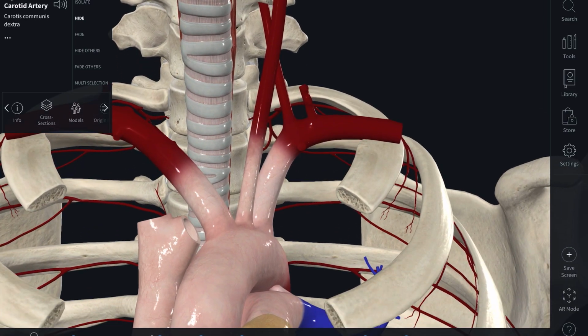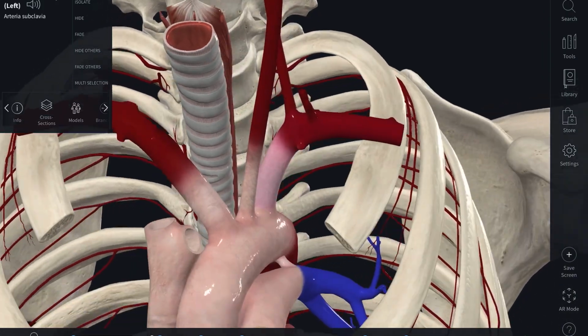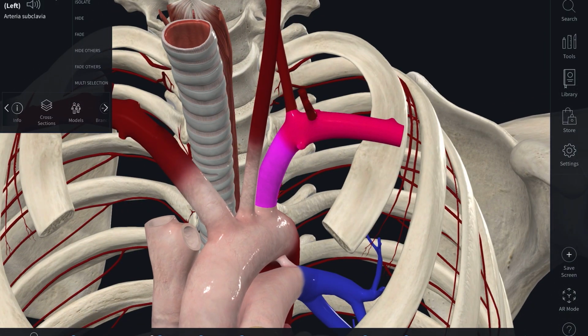If we look at the left side, we have the common carotid coming out on its own, with the subclavian coming out on its own. And the subclavian on the left side has that internal thoracic, this thyrocervical trunk. It'll have branches coming over into the trachea as well, and has that vertebral artery.